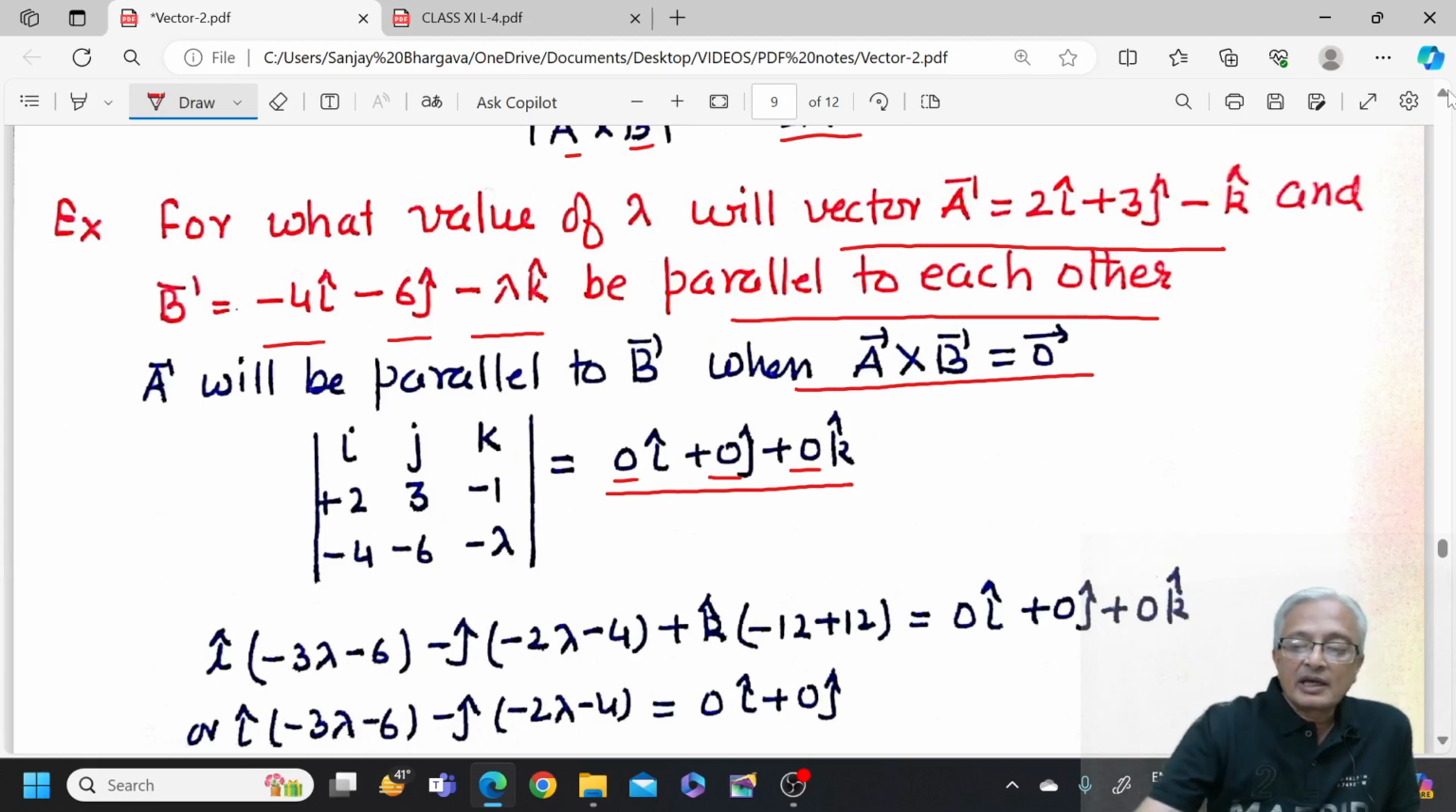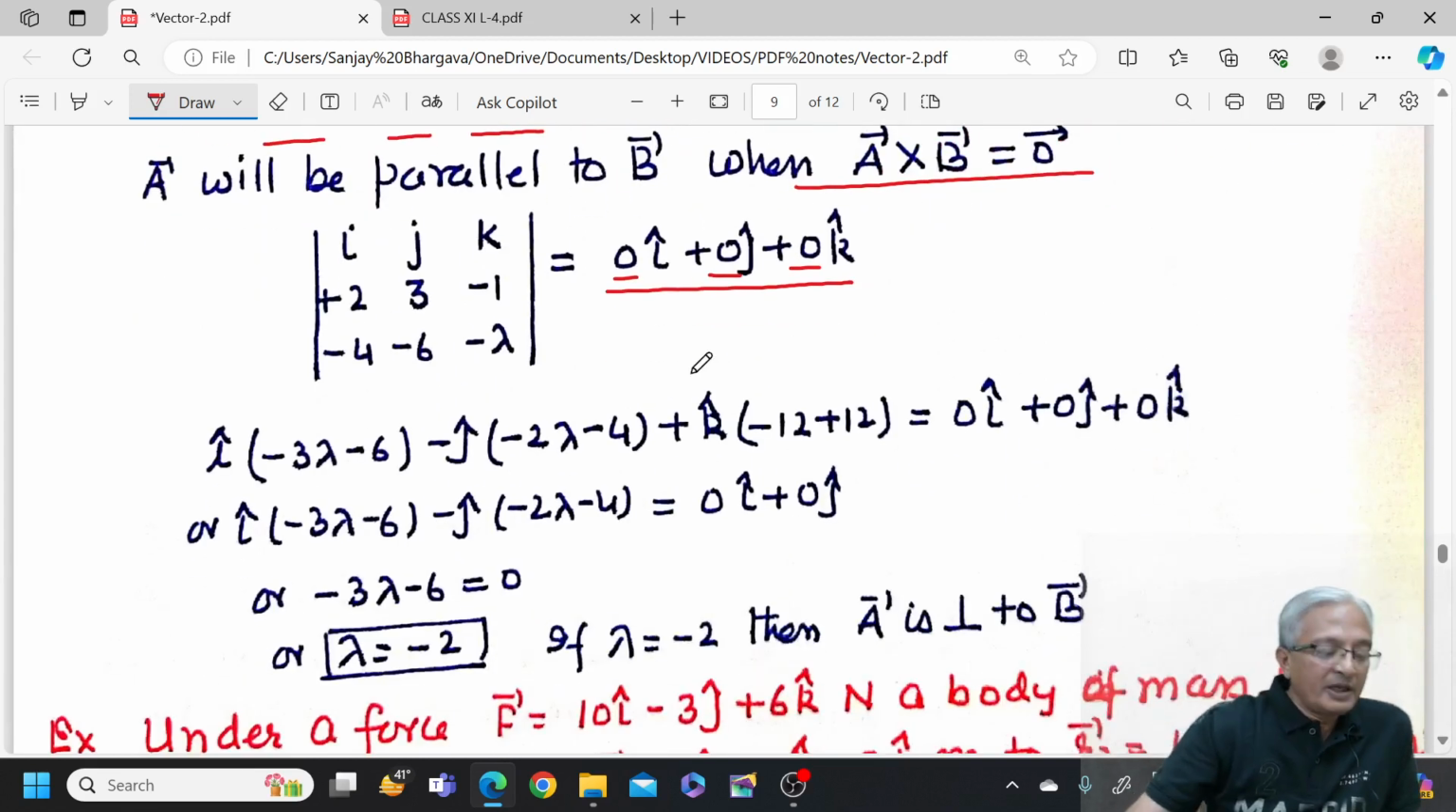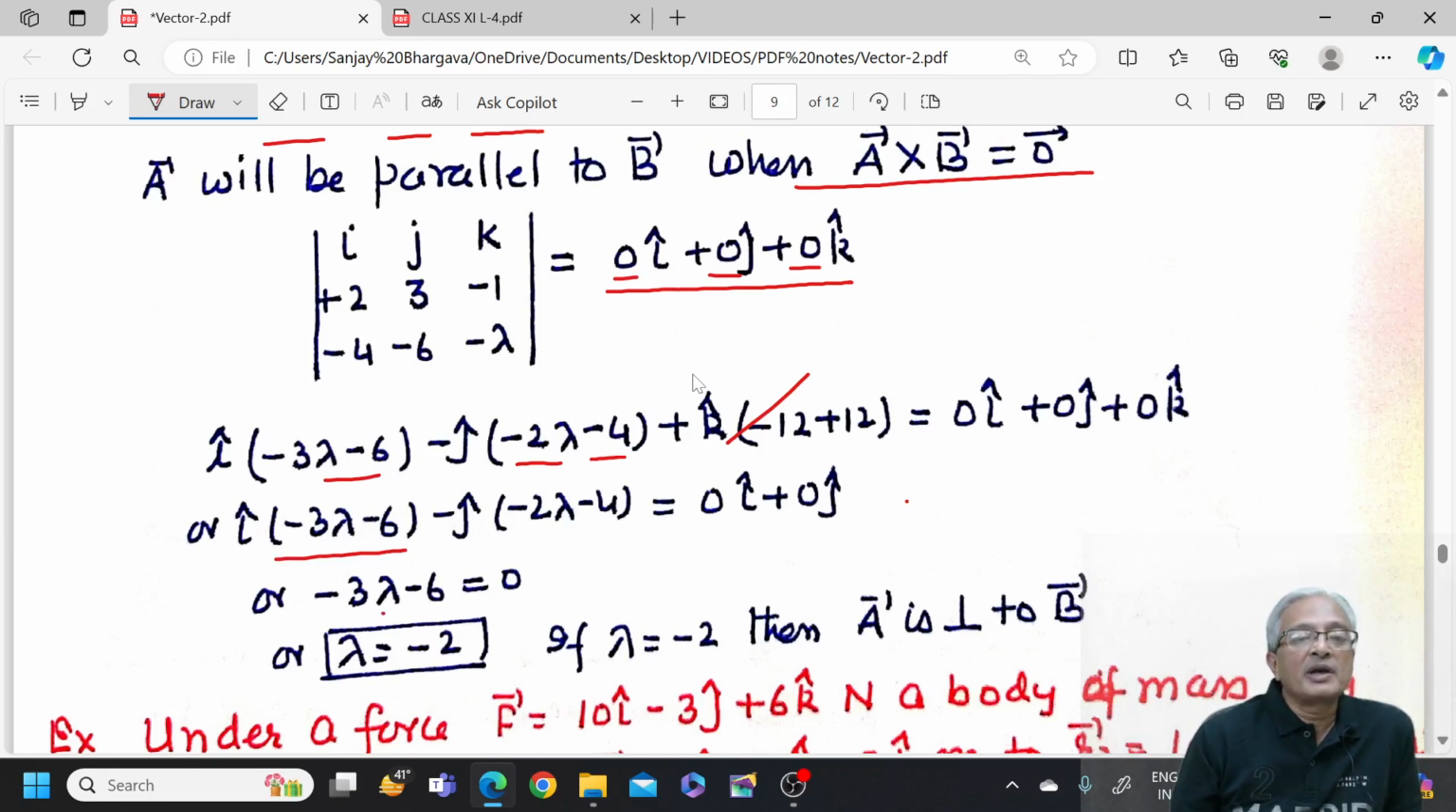Calculate the cross product. On calculating, I'll have i cap minus 3 lambda minus 6, minus j cap minus 2 lambda minus 4, and k cap is equal to this one. So i cap here, minus j cap, this term becomes 0. So if LHS and RHS are supposed to be equal, then coefficient of i cap must be equal on both the sides. So I put minus 3 lambda minus 6 should be equal to 0. So lambda would be minus 2. If lambda is minus 2, then a vector would definitely be parallel to b vector.